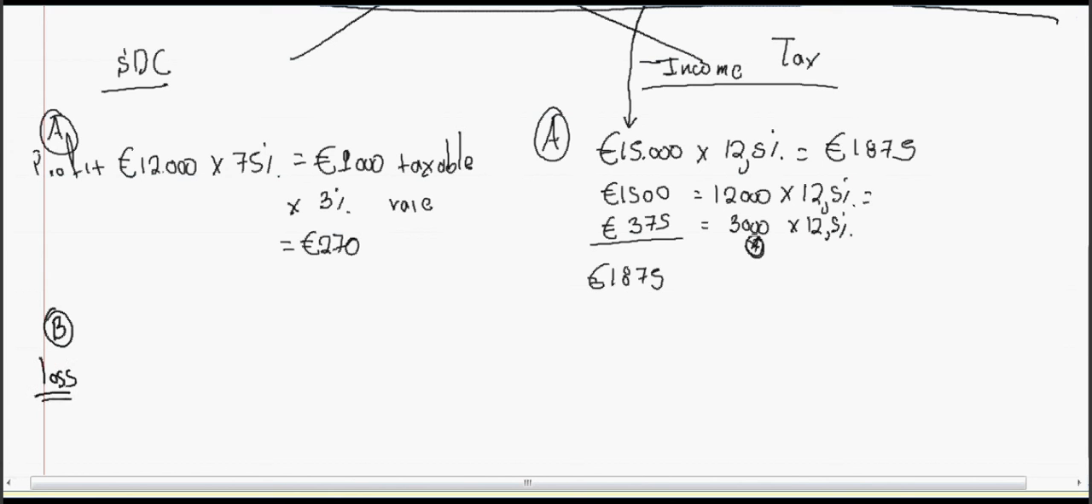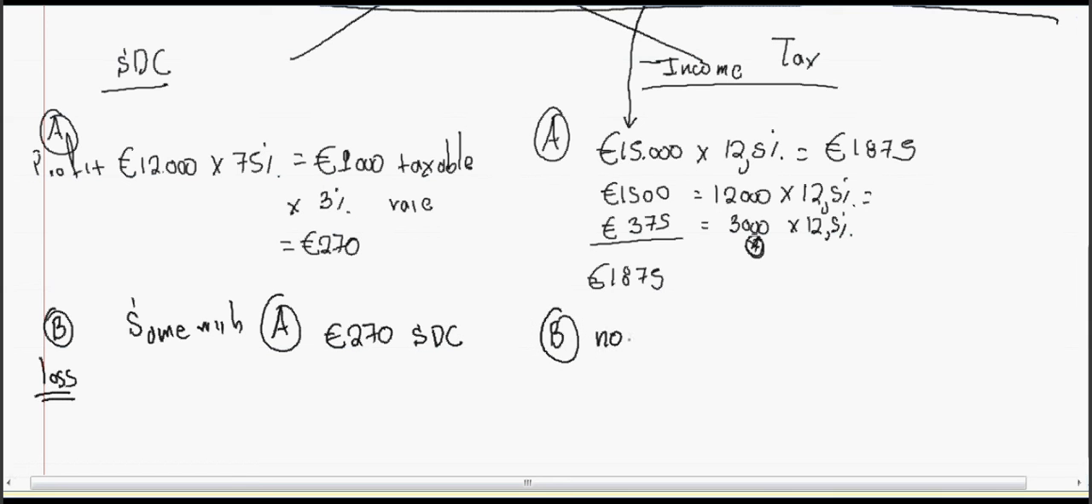So let's see now if the company is loss making. If it is loss making, it's very simple. Of course you pay SDC, you cannot avoid this. 270, the same as the first scenario, and of course because the company is a loss making company, you will not pay any income tax, corporation tax.